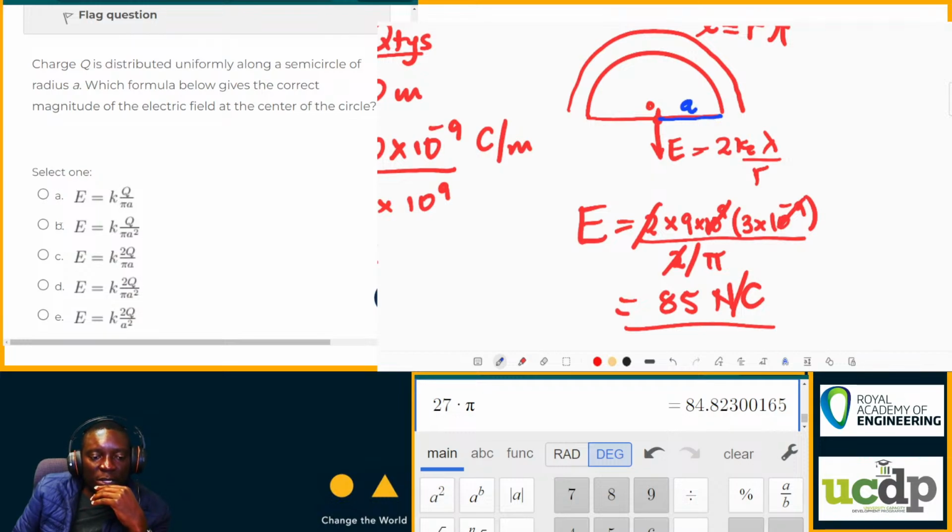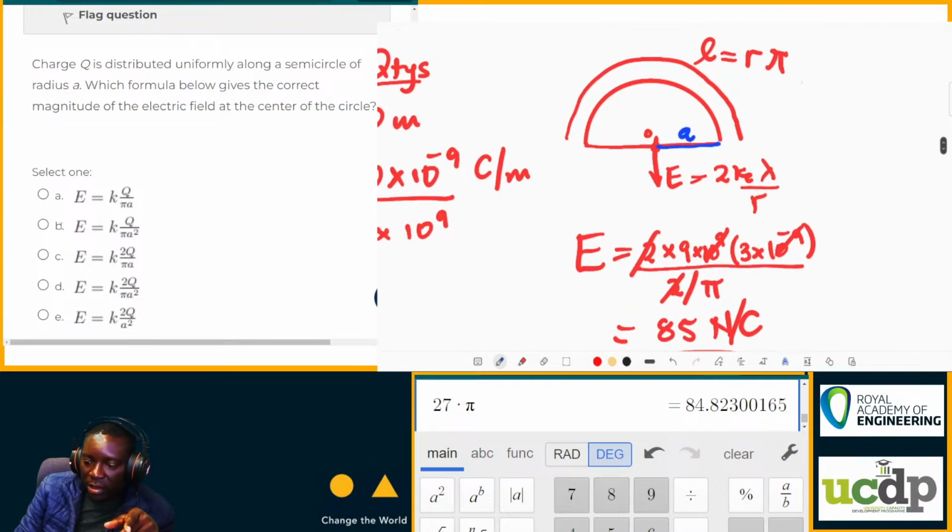I think it's D. 2 KE, which is there. Lambda is Q over L, and L is R pi. So lambda equals Q over R pi. So we've got an R pi there, which is A pi, and another A at the bottom. Thank you. That's very correct.